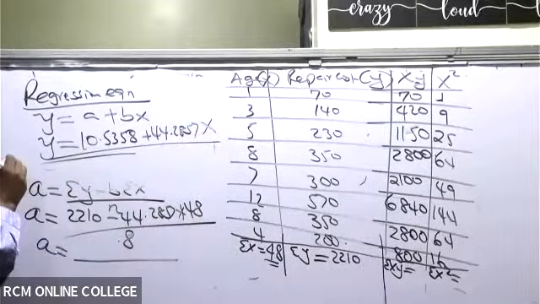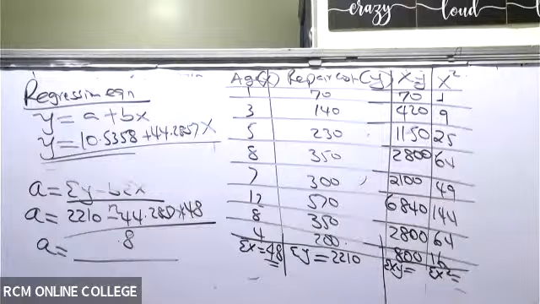So we must reach there. Once we reach there, then we have answered the first question. And remember, in this first question, or rather the second question, they want us to interpret the meaning of their coefficients.